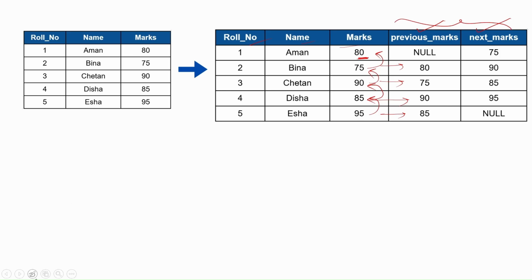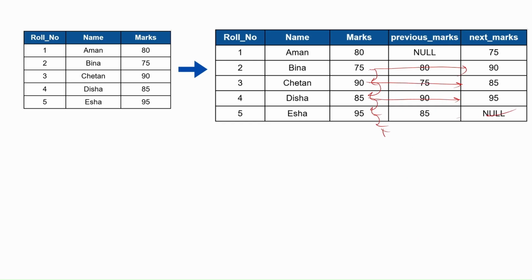Similarly, it's computed for the next marks. So here for 80 we have 75, which is Bina's marks. Now for 75 we have Chetan's marks, which is 90, and for 90 we have 85. For 85 we have 95, and for 95 we have null, since we don't have any next student over here. So that's how your output would look.